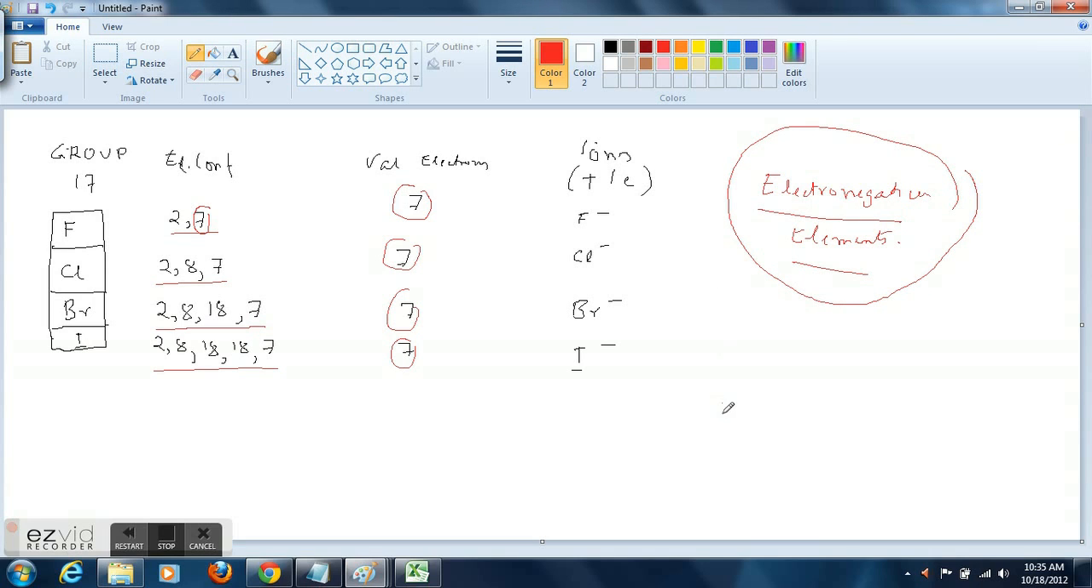Group 17 elements are electronegative like group 16 and group 15, because as the group number becomes higher, their electropositivity decreases and electronegativity increases. So group 16 and group 15 elements are more electronegative, whereas group 1 and group 2 elements are more electropositive. So lower groups are more electropositive, higher groups are more electronegative. You should keep this in mind. So this is about the characteristics of groups, especially with respect to their valence electrons.